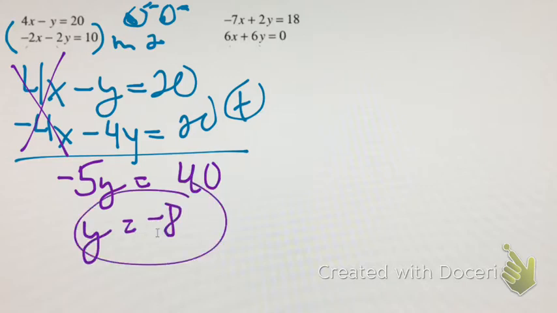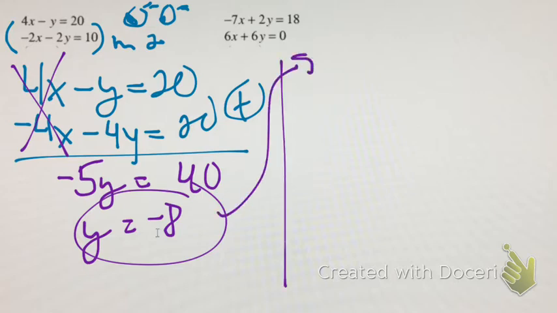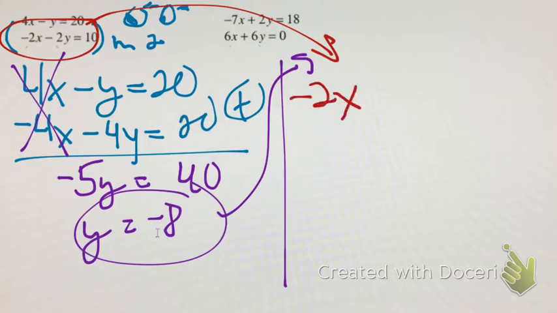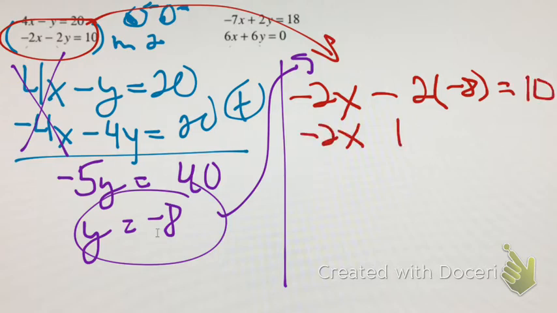All right. And then I'm going to sub that back into one of the original equations. I'm going to use the bottom one because it's got 2's in it instead of 4's. I don't know, it might be harder, who knows. But let's just go with that choice. And so we got minus 2x minus 2y. And y in this case is going to be negative 8. That equals 10. Okay, so minus 2x plus 16 equals 10.